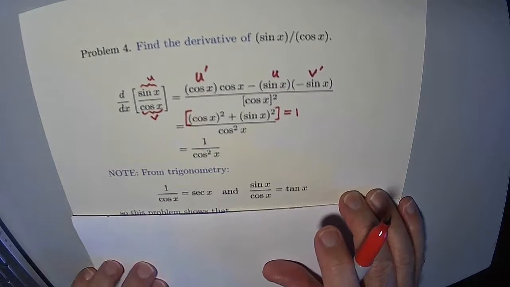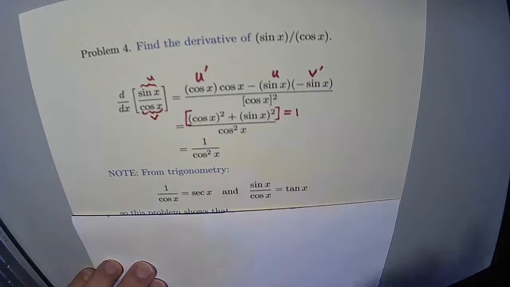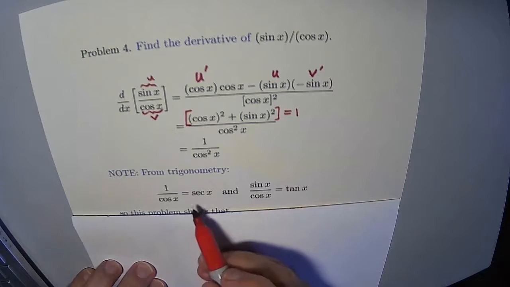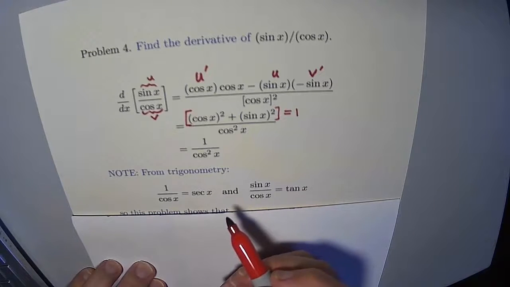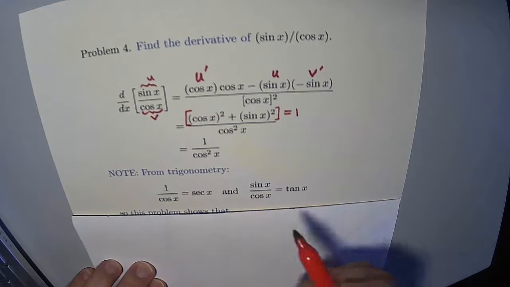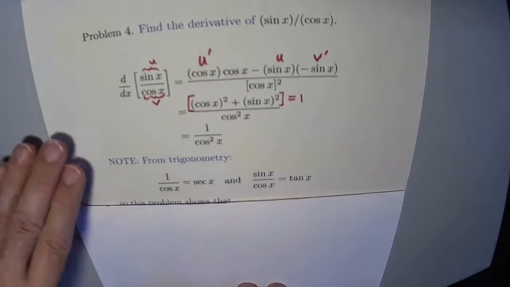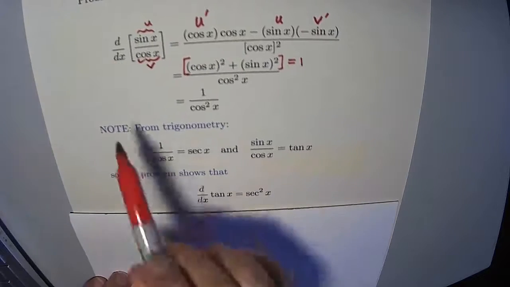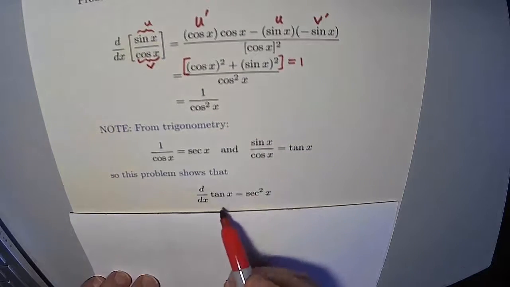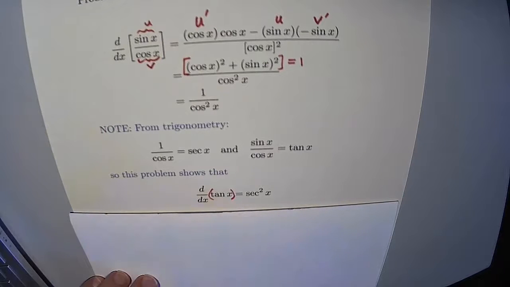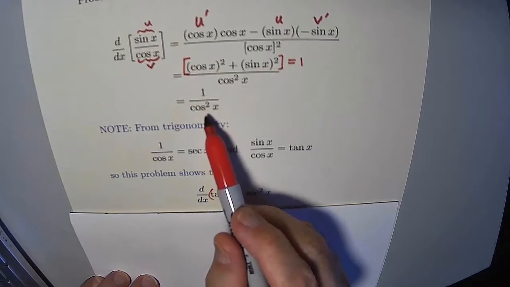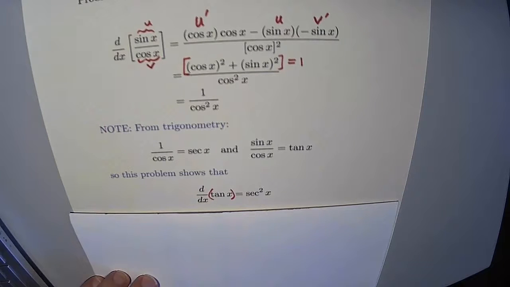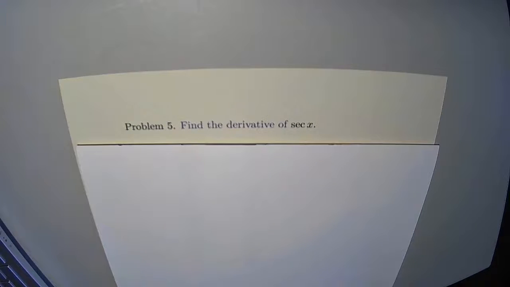A little bit of trigonometry can shed some light on what we are doing from a trigonometric point of view. 1 over cosine x is secant x, the function secant x, and sine x over cosine x is tangent x. So what we've just done basically says that the derivative of tangent of x is equal to 1 over cosine squared, or secant squared of x. Speaking of trigonometric functions, let's do one more.